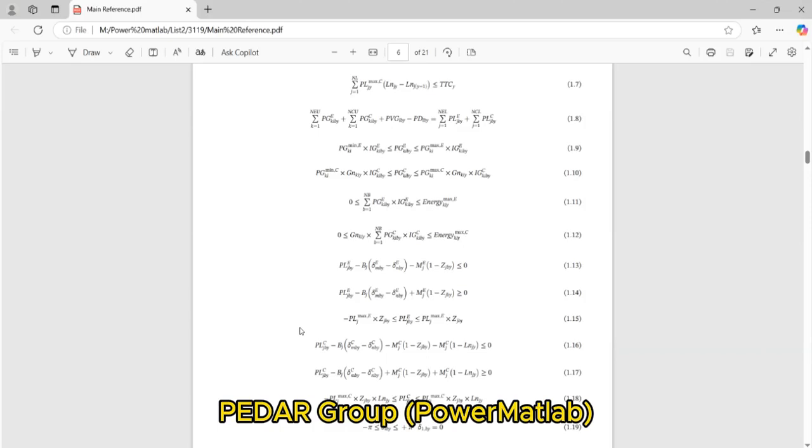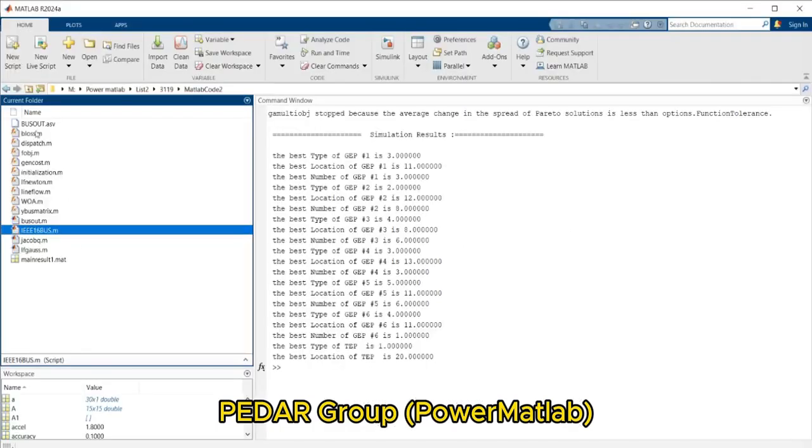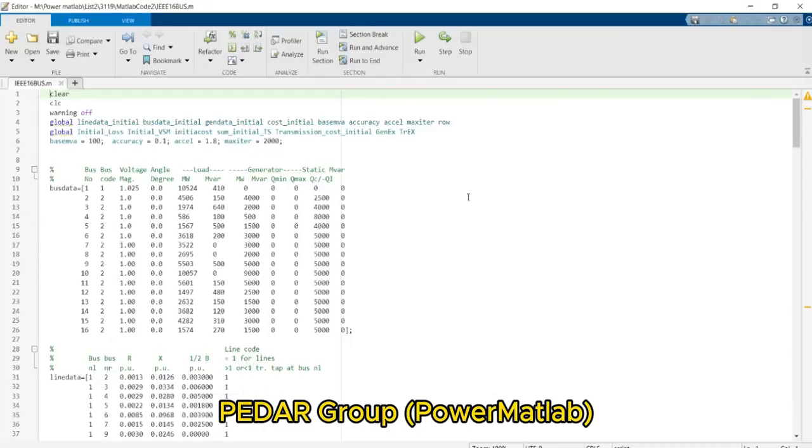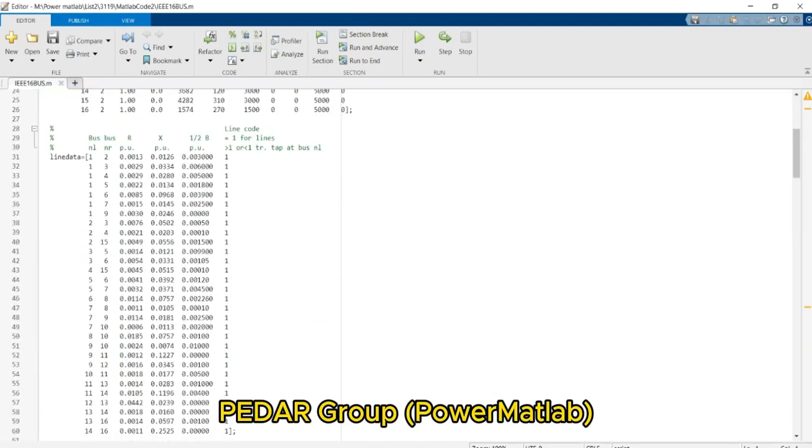let's go to the simulation result. You can see different objective functions and different files of the simulation that are used for this program. By opening the IEEE 16 bus as the main simulation file, you can see different aspects of the simulation here. For example, as you can see, the matrix of bus data here and the matrix of line data here.